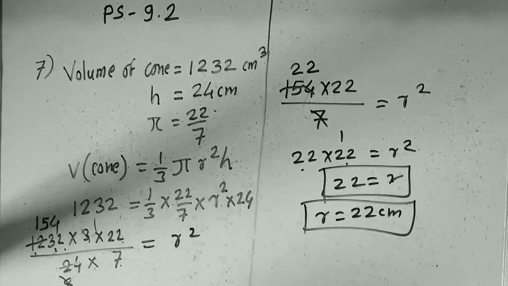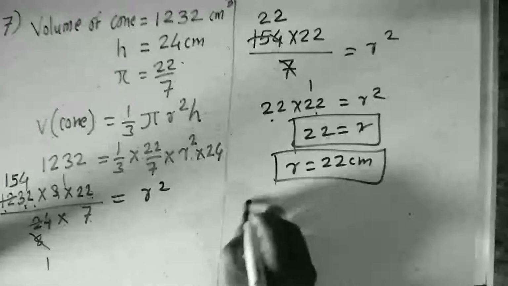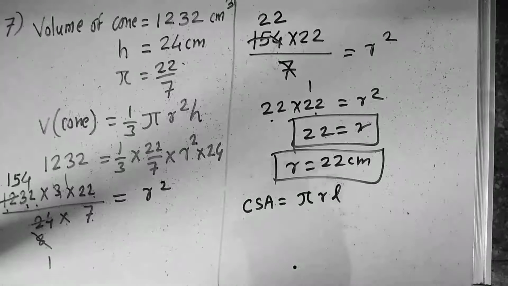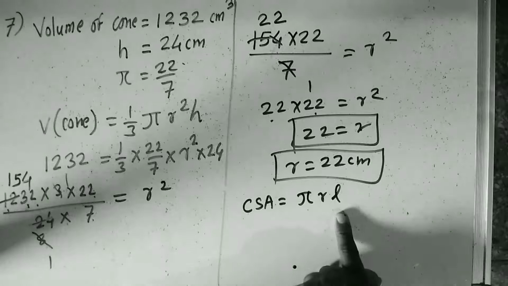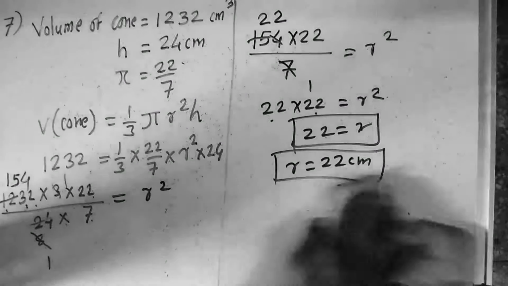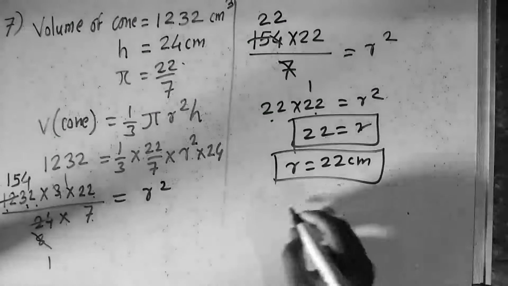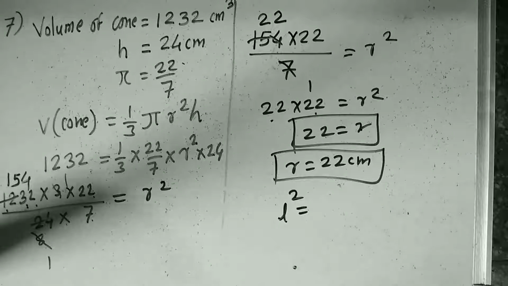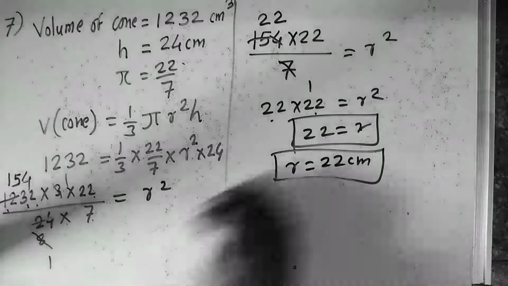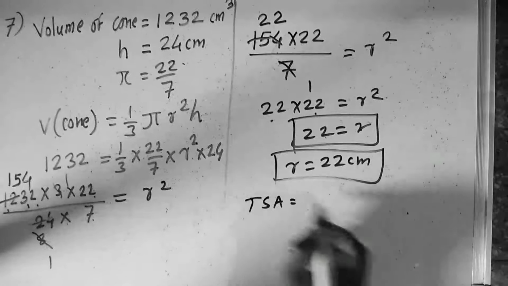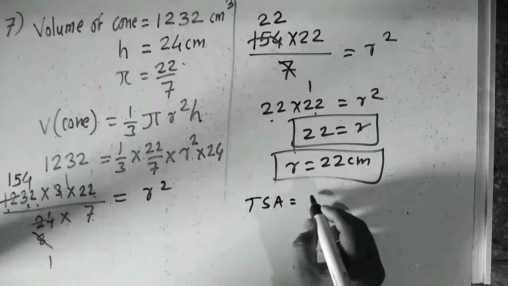I got r. Now let's find the curved surface area. Curved surface area equals pi r l. Students, remember, when pi r l is there, I have to find l. So let's find l first. So how can I get l's value? L squared equals, remember, they only ask for surface area, so we are not going to calculate curved surface area. I am going to calculate directly the total surface area. So let's find it, total surface area. Yes, it will be better.